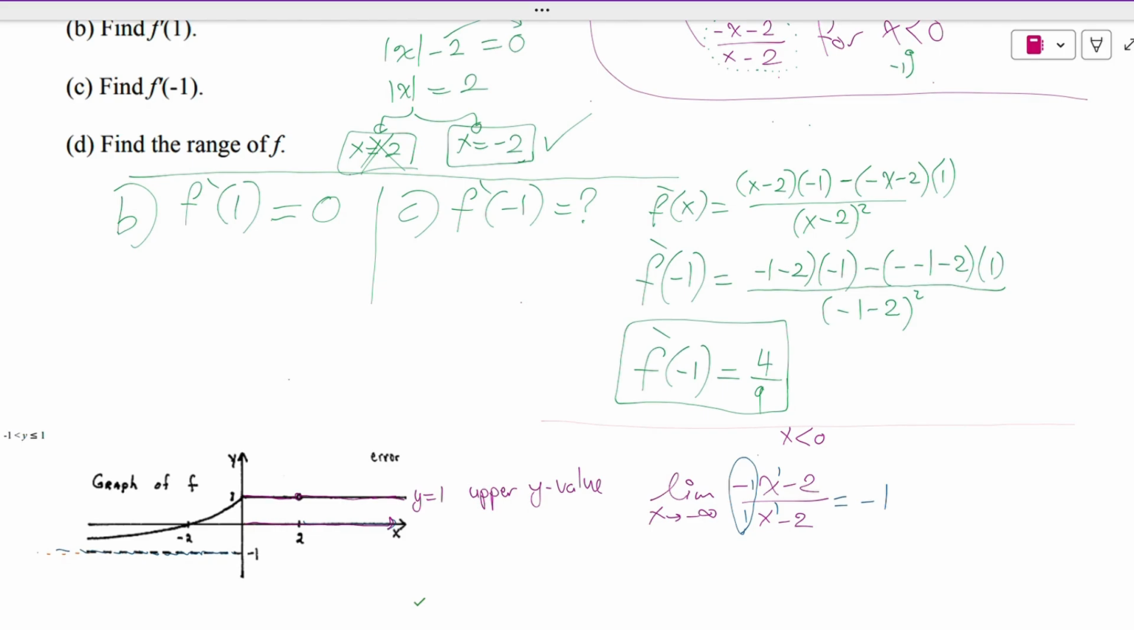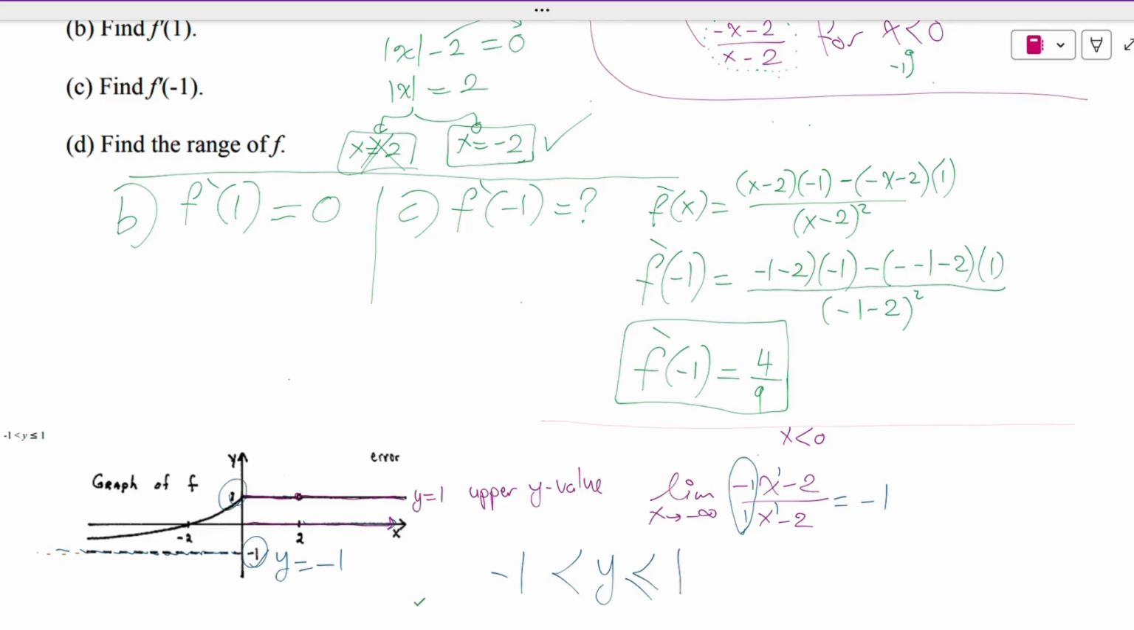Notice that the function approaches y equals negative 1, but it's never equal to negative 1. So the minimum y value, the lower y value here, is y equals negative 1. So we go from negative 1 to 1, but the function can equal 1, and of course it's equal to 1, but it cannot be negative 1. So for the range of this function, we can say that y is bigger than negative 1, and it goes up to 1, including the 1 of course.